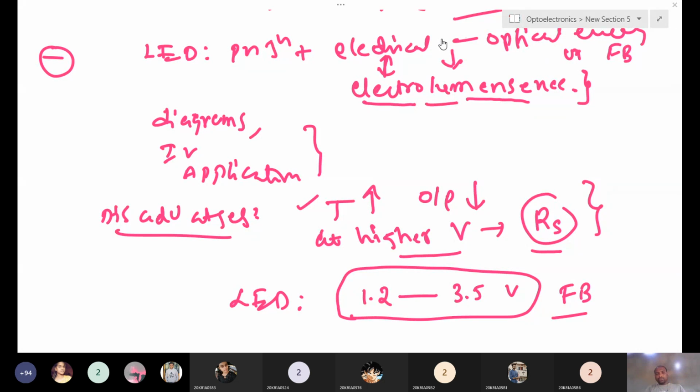Tomorrow we will see photo detectors. You have already seen many detectors, like bomb detectors or some other detectors.